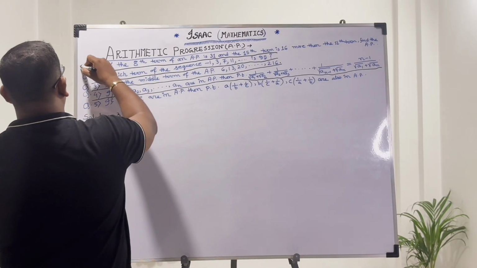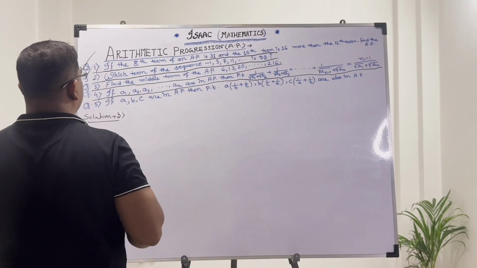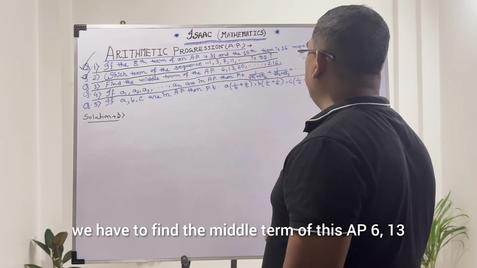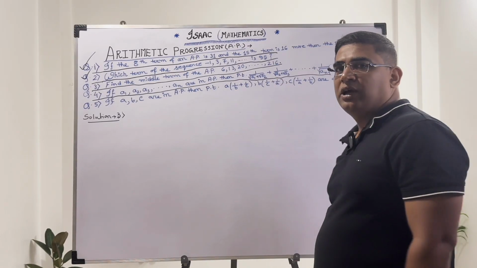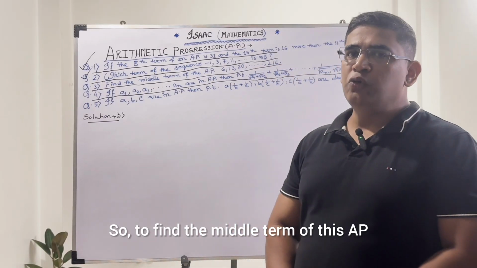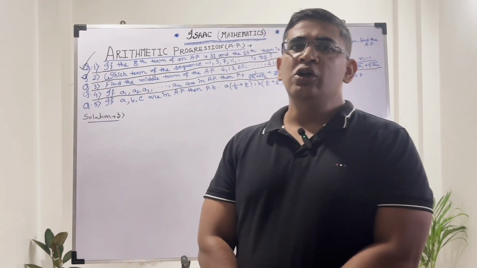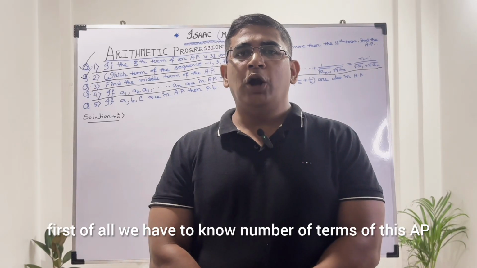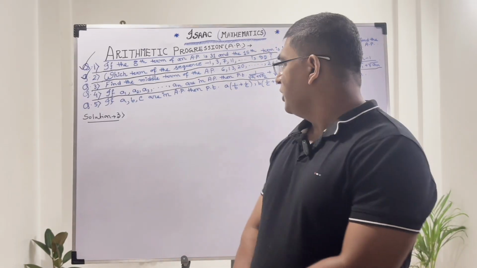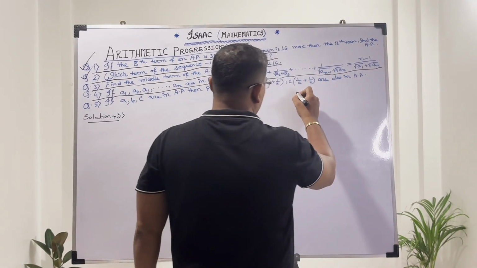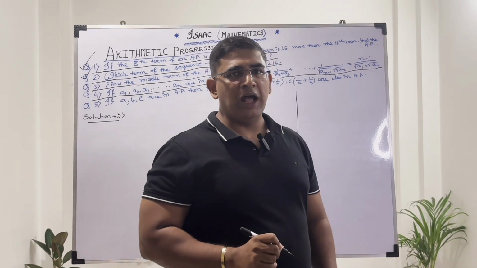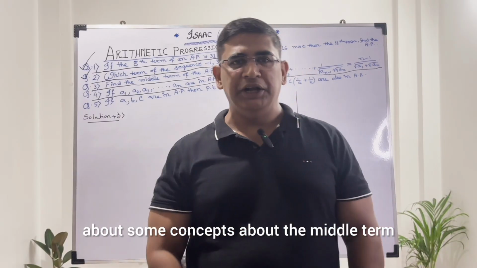Solution number 3. In problem number 3, we have to find the middle term of this AP 6, 13, 20 continuing up to 216. To find the middle term of this AP, first of all we have to know the number of terms of this AP, that is, how many terms are present. Before finding the middle term, we have to know some concepts about the middle term.